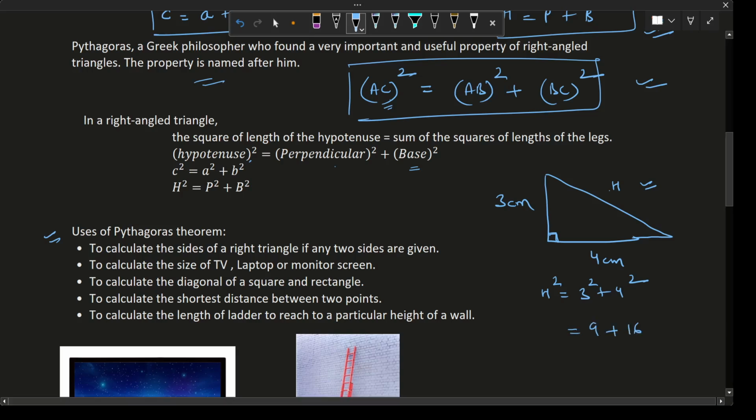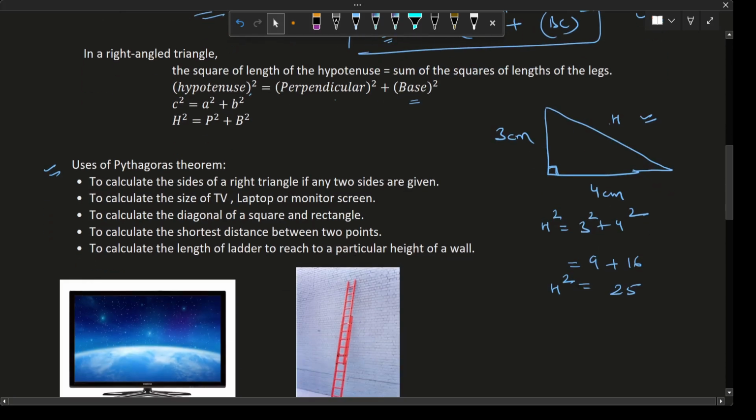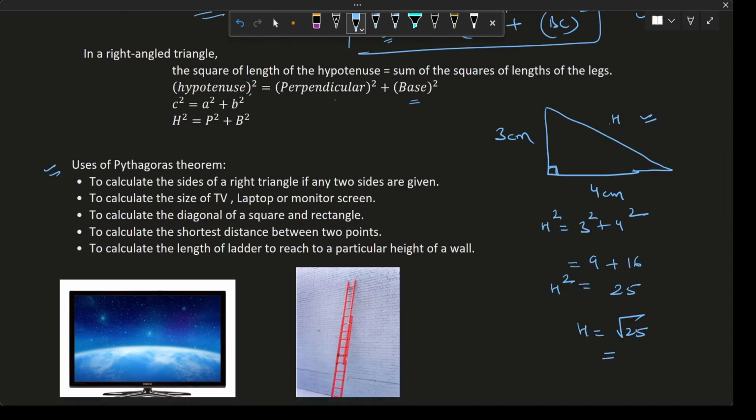9 plus 16 is 25. That's hypotenuse square. It's a square of that. If you have to calculate h only, that's the square root of 25. Square root of 25 is 5. So the hypotenuse came out to be 5 centimeters.